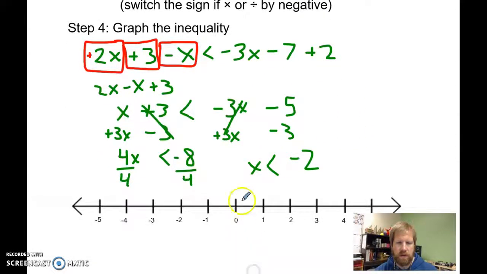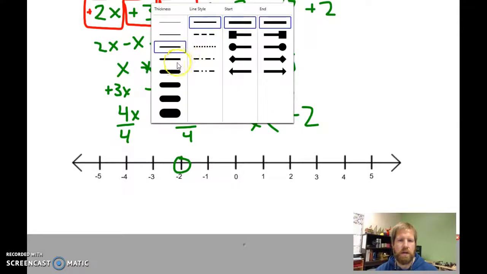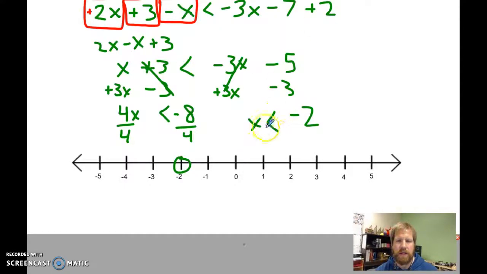All right. Once we've got it, we're going to graph it. We're at negative 2. It's not an equal to. It's not greater than or less than or equal to. So we're going to have an open circle. And then my sign is opening to the left with my variable on the left-hand side. So my arrow is going to point to the left, right? Because x is less than negative 2. So it's going to go that way.